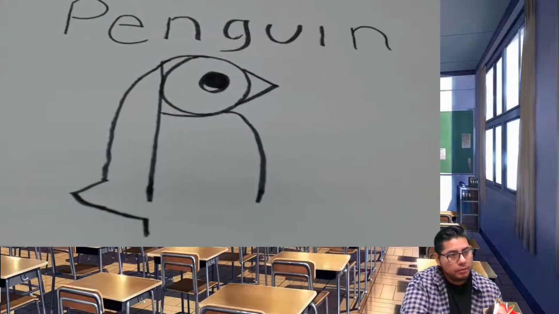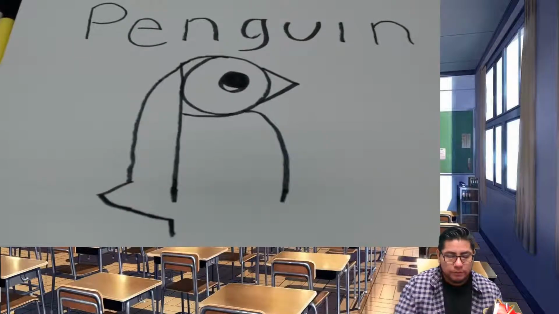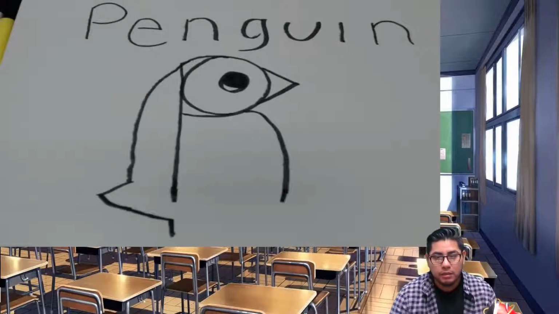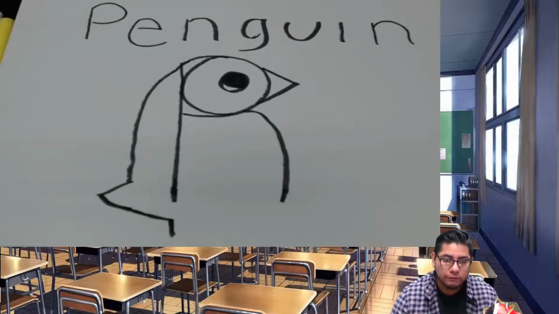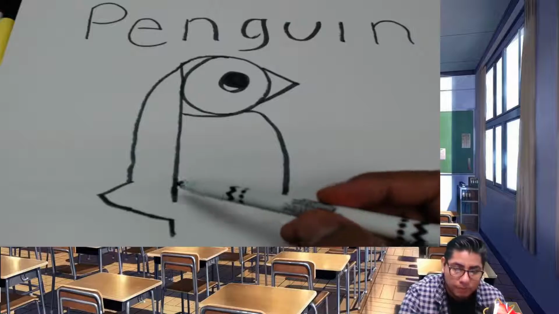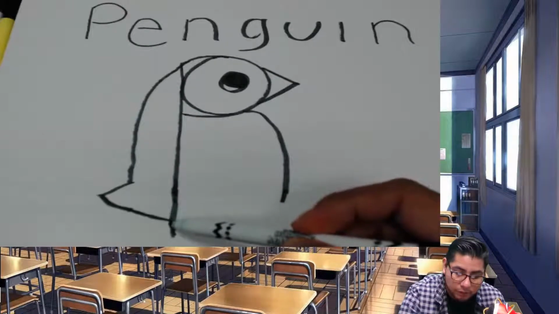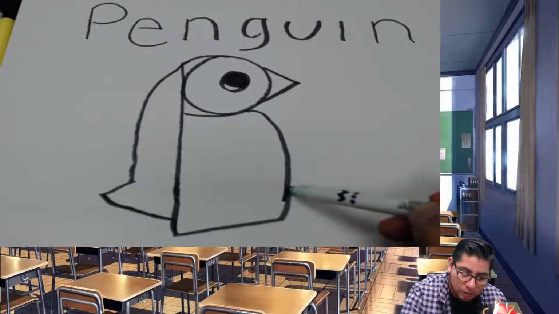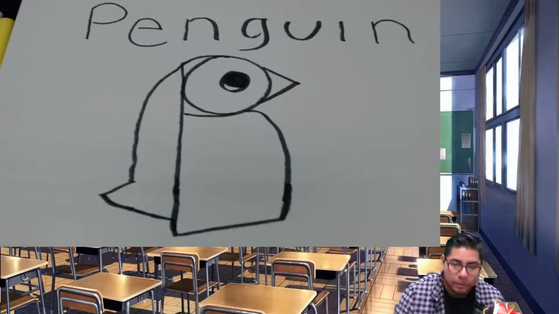Let me adjust the camera a little bit. There we go. So this is an easy drawing. And the next thing we have to do is make the bottom of the penguin along with the feet. So we're gonna close this off to go all the way to the bottom, and then close this off and connect it to the belly.